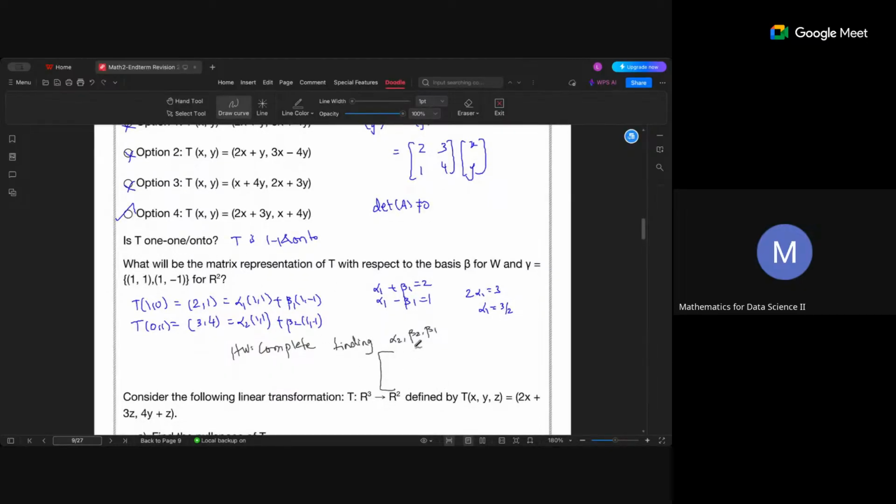So what is the required matrix here? The required matrix is alpha 1, beta 1, alpha 2, beta 2. Don't forget the order. Alpha 1, beta 1 should be the first column. Alpha 2, beta 2 should be the second column. Okay, fine.